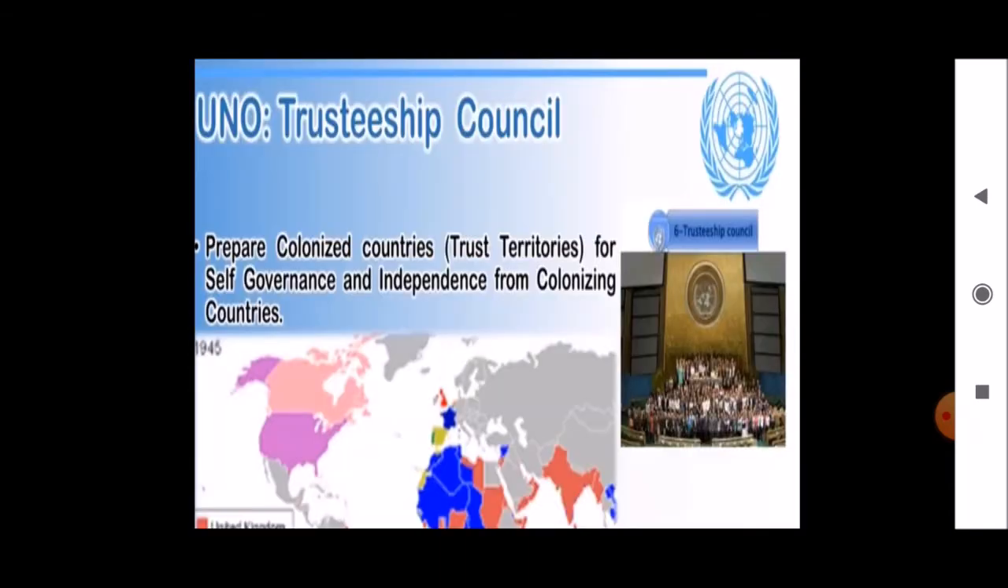Next is the Trusteeship Council. This Trusteeship Council was established to look after 11 regions of the world. They were not independent when it was formed. All of them have become independent now. This Trusteeship Council is not functional anymore.